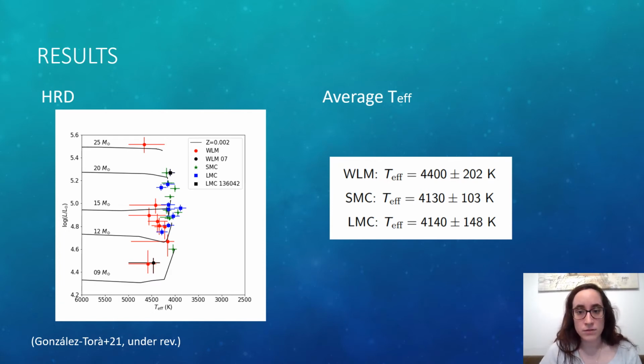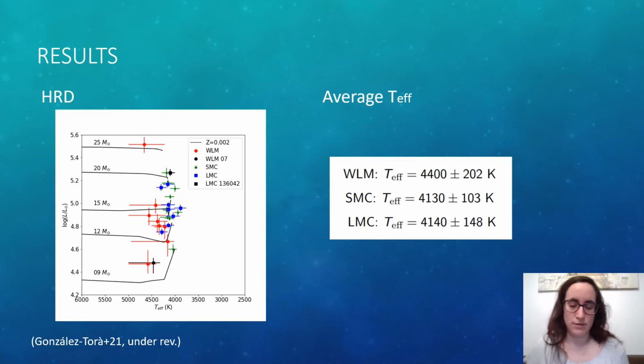To know also if our sample is statistically significant, because we are only using 10 red supergiants for each galaxy, we then compare it with the full sample of red supergiants and prove that this is actually statistically significant.